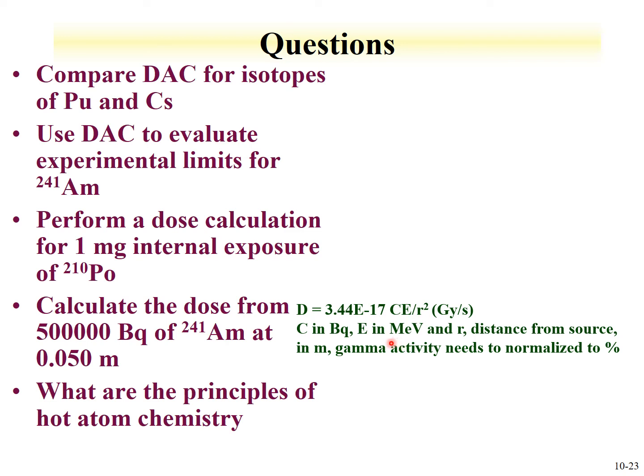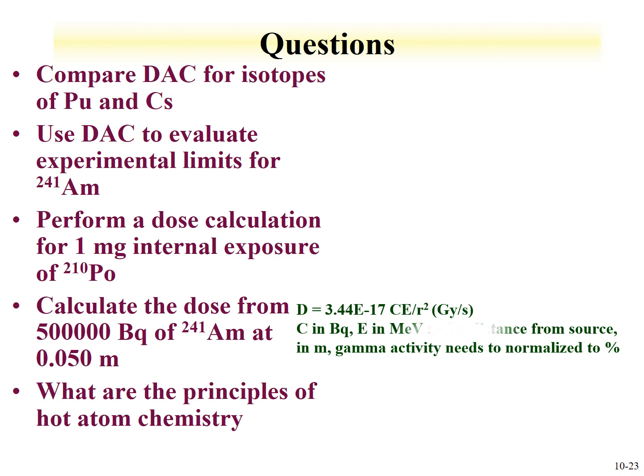Also, the gamma activity: here's the total activity of the americium decay. You need to normalize it to the percentage that decays through gamma. And if you look up americium-241, it's about 37% of the time when it decays that there will be an associated gamma ray. So you'd have to take this activity multiplied by 0.37 in order to get the activity that's due to the gamma. So you can use that to determine a dose.